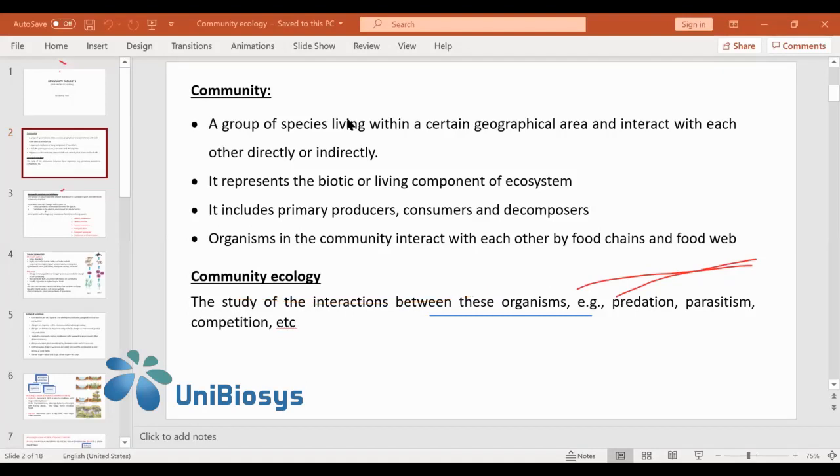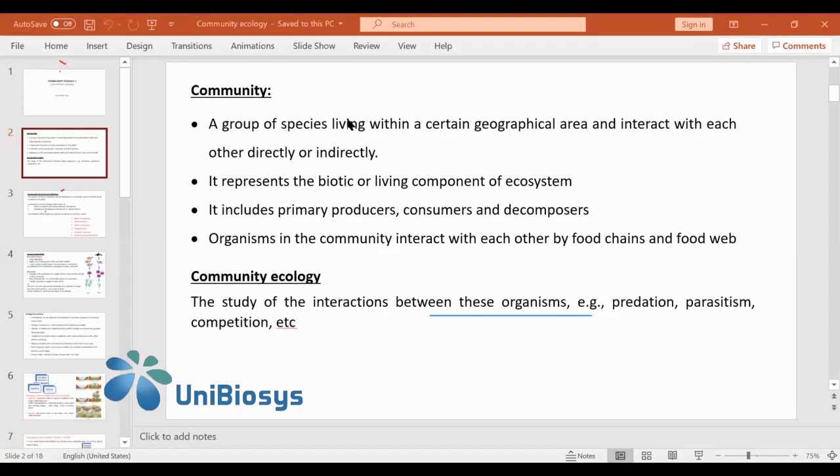So the different species in a community interact with each other in a direct or an indirect manner. Ultimately this community is composed of the biotic component of the ecosystem. This community includes primary producers, consumers, and decomposers. Primary producers, we all know that plants are primary producers, then come the consumers, then the decomposers that decompose the dead and decaying matter, isn't it? As I told you, the organisms in the community interact with each other through the food chain or food web, isn't it? So what is community ecology?